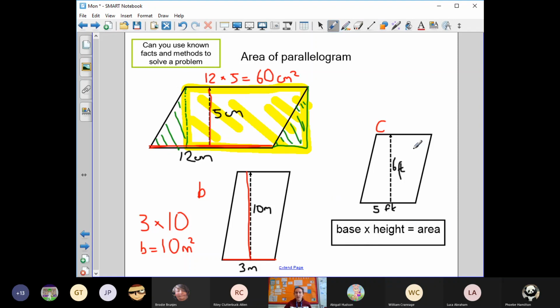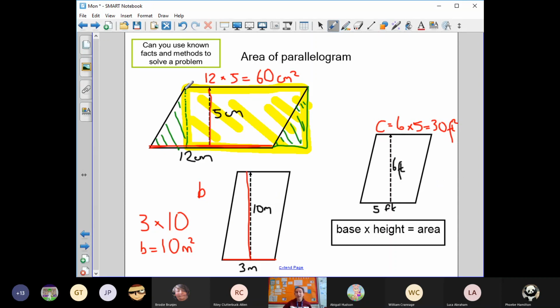Well done, Alex. Well done, David. So for this next one, we're just going to do for C, we're going to do 6 times 5, and that is 30 feet squared. Well done. Good.